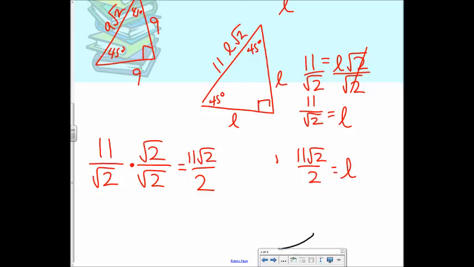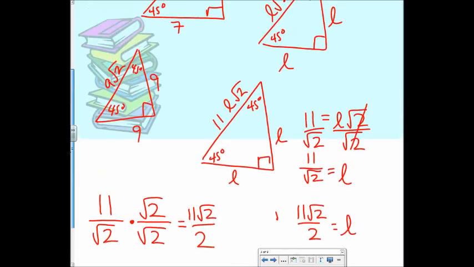Okay? We're going to spend more time with simplifying radicals a little bit later, but right now, for the most part, just do it in your calculator. I remember what I did. All right, so every 45, 45, 90 right triangle will always be L, L, L root 2.